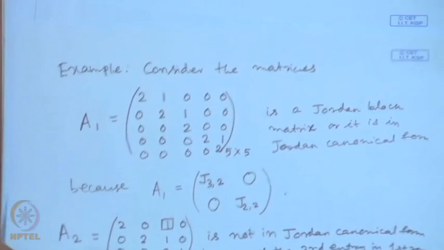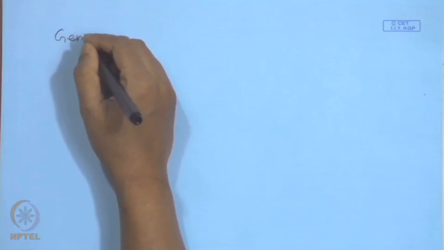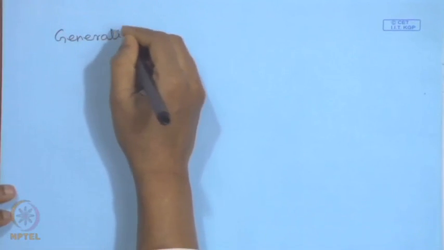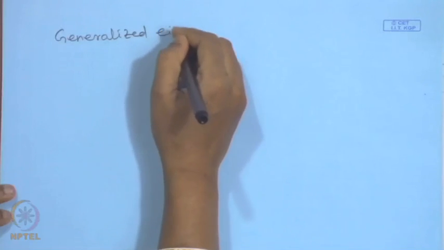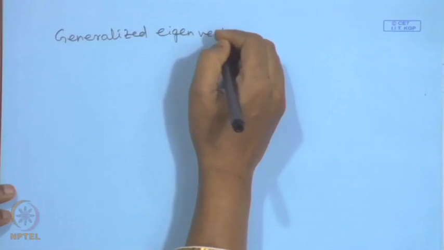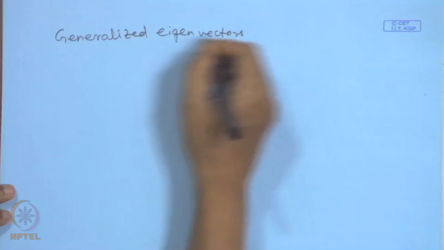So, here we shall discuss how to find the Jordan canonical form of every square matrix, and for that we shall define another terminology that is called generalized eigenvector. So, here we define generalized eigenvectors of square matrices.